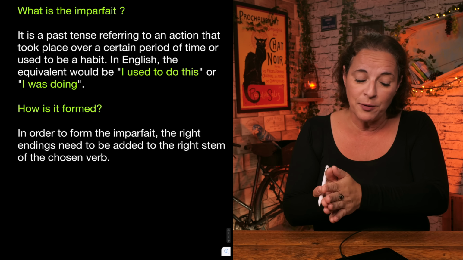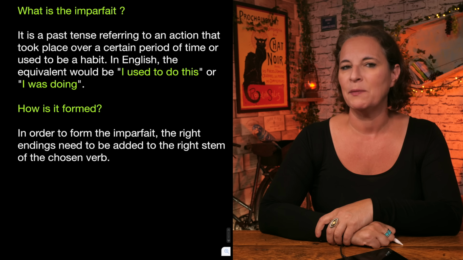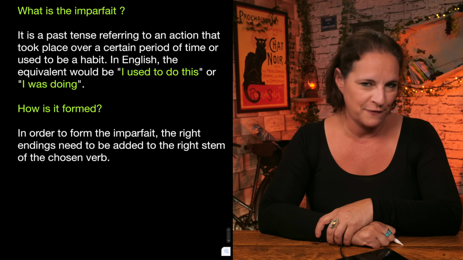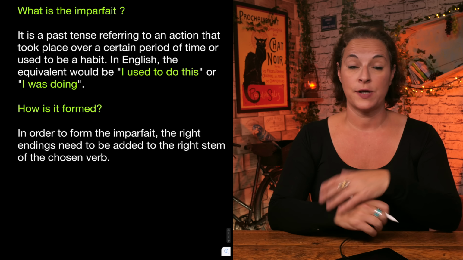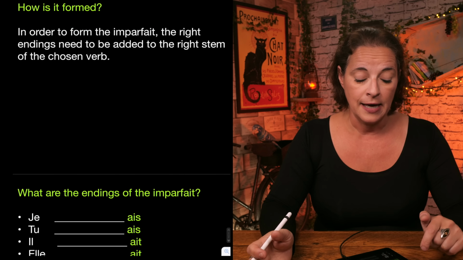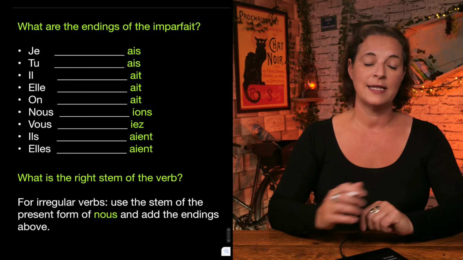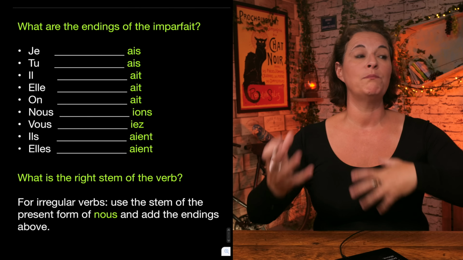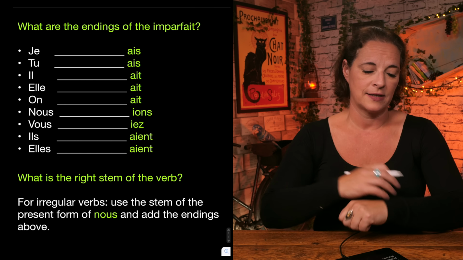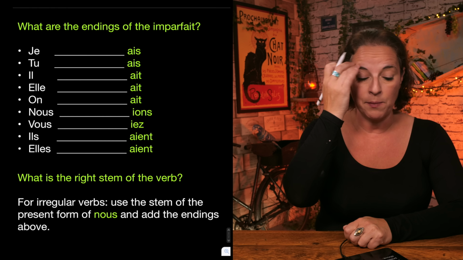In order to form the imparfait, the right endings need to be added to the right stem of the chosen verb. So you may ask, what is the right stem? Because I know the endings of the imparfait. But let's have a look at the endings first, and then we'll figure out what the stem will be and how to build it, construct it in effect. Okay. So let's have a look at the endings of the imparfait.